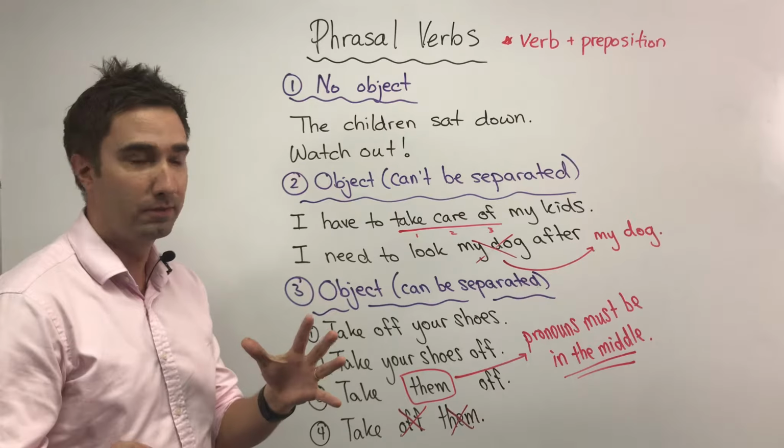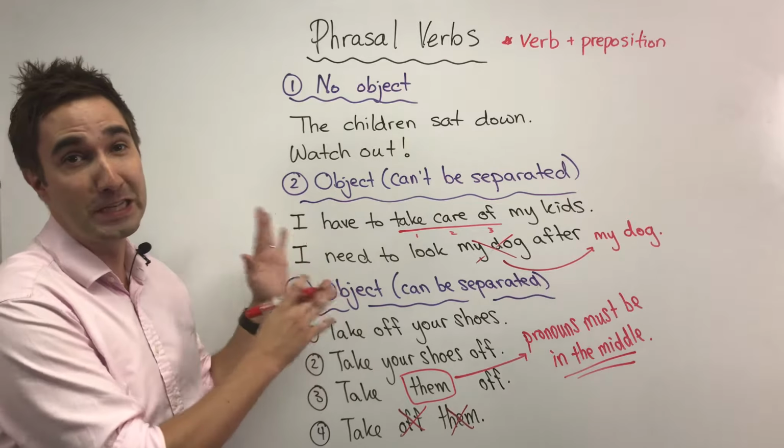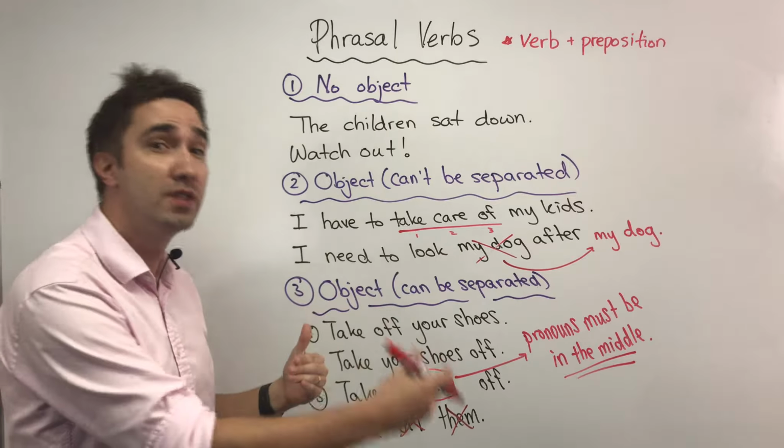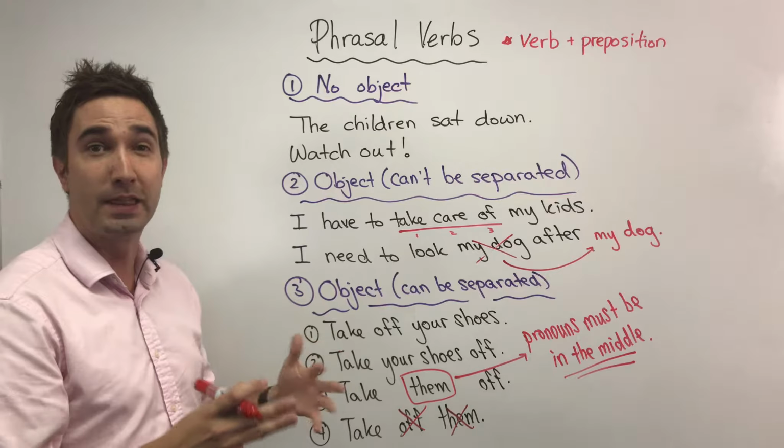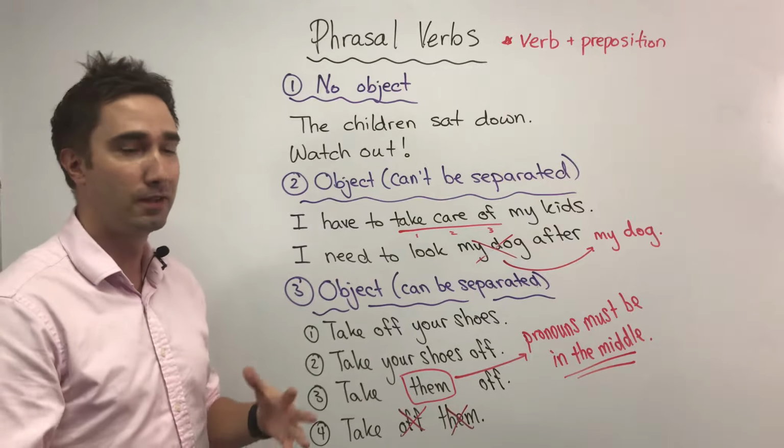Phrasal verbs. Super difficult, but this is a pretty easy explanation on how we use them. There are about 10,000 different phrasal verbs, or at least 10,000 meanings. So good luck with those.